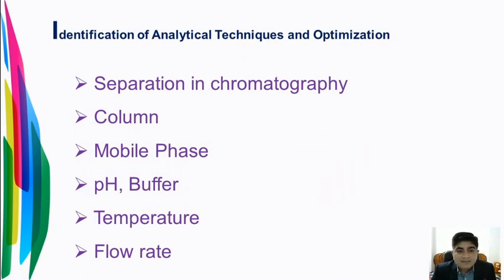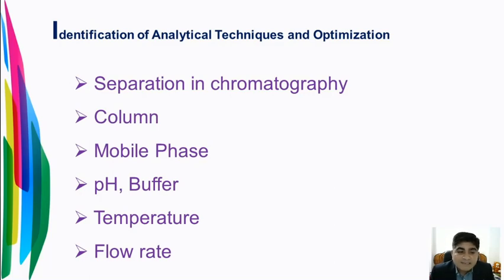Identification of analytical techniques and optimization. Basically, we require good chromatography for analysis. For analysis, we have to identify the conditions which are compatible for good analysis. So which parameters? Like the column, there are many options available in the column. The second one is the mobile phase. For the mobile phase, you can see the analytical method development validation, and you can identify the mobile phase.